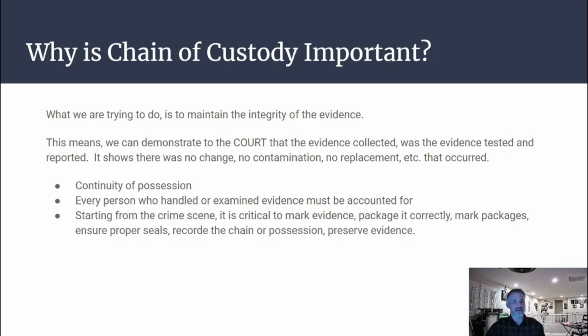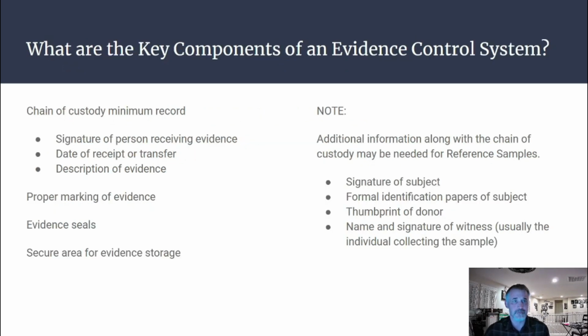It starts from the crime scene. It's basically critical to mark the evidence, package it correctly, mark packages, ensure proper seals, record the chain of possession, and preserve the evidence every step of the way. It has to be maintained. One mistake in paperwork, and you could basically have a very important piece of evidence just thrown out and inadmissible. So it's important to do that. And this is something that'll be maintained through each of the courses, Forensics 1, Forensics 2 when we're in the lab, as well as Forensics 3.